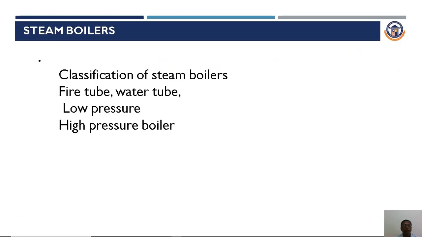In today's class, we are going to discuss the steam boiler. Within this topic, we will further discuss the classification of steam boilers: fire tube boiler, water tube boiler, and then low and high pressure boilers.